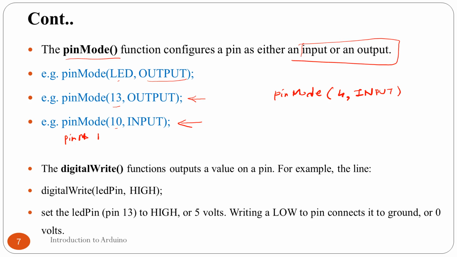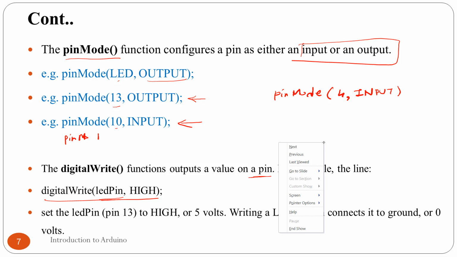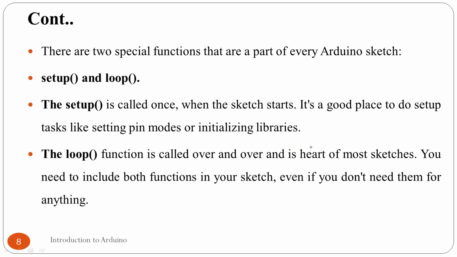Okay, then the digitalWrite function outputs a value on a pin, that is, high and low values. For that purpose we have to write like this: digitalWrite(LED pin, HIGH or LOW). LED pin means 0 to 13, or any pin that you want to use. This function sets the LED pin 13 to high state, or 5 volts. Writing a low to the pin connects it to the ground, or 0. So these are a few important functions which you should be familiar with for Arduino programming.